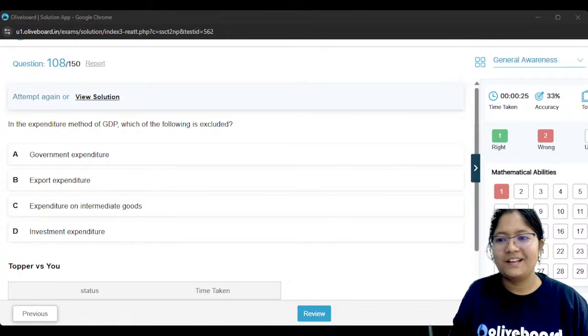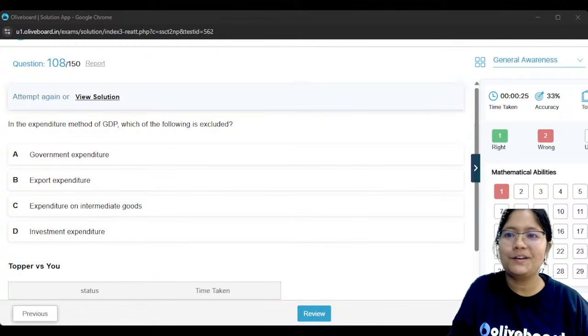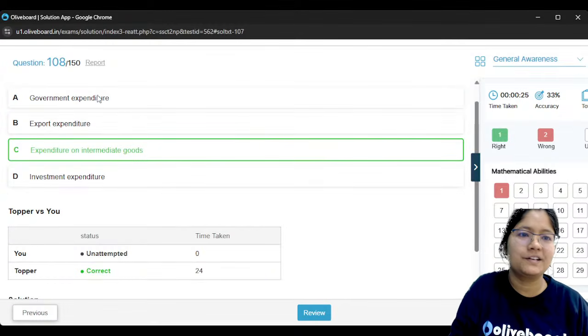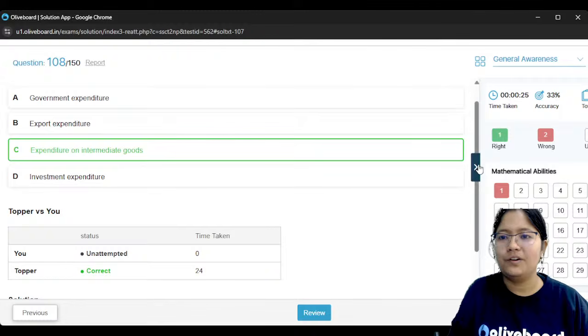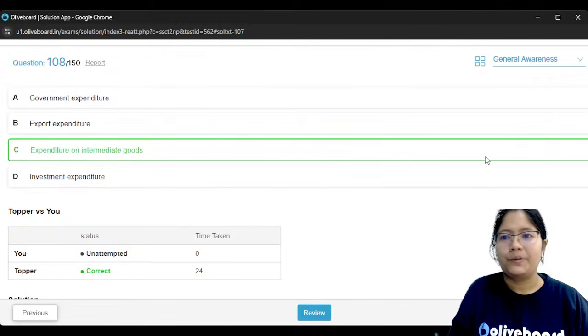All right, let us go to the, oh, I have to change. I don't have any option. I have to change. So if I am changing to the arrow anyhow, let us view the solution as well. It is your expenditure on intermediate goods. All right.